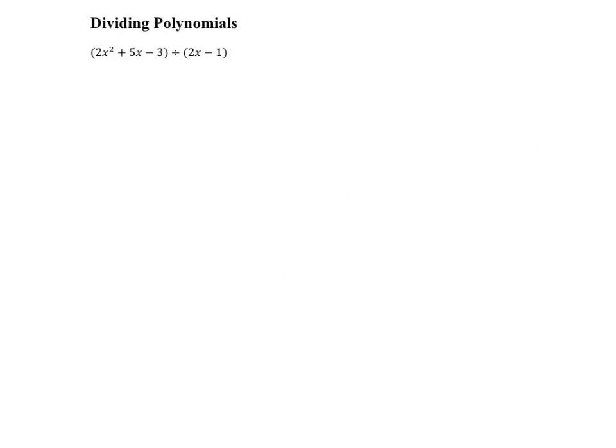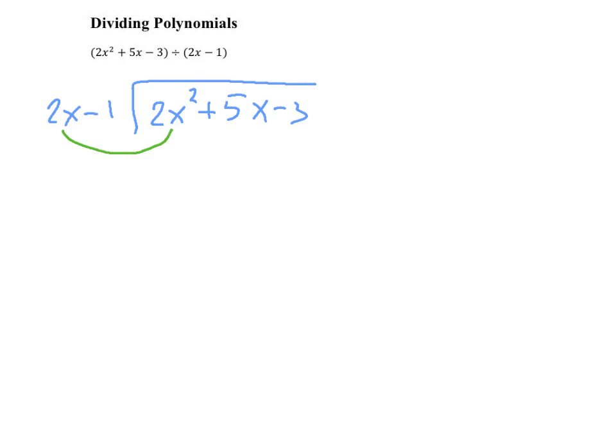For my next example, I have 2x squared plus 5x minus 3, and that is going to be my dividend. So I'm going to put that underneath my divide sign. And my 2x minus 1 is my divisor, so I'm going to put that on the outside. The first thing I need to do is figure out 2x times what is 2x squared. So 2x times x is 2x squared. Now I take x times 2x and x times negative 1. So I get 2x squared minus 1x.